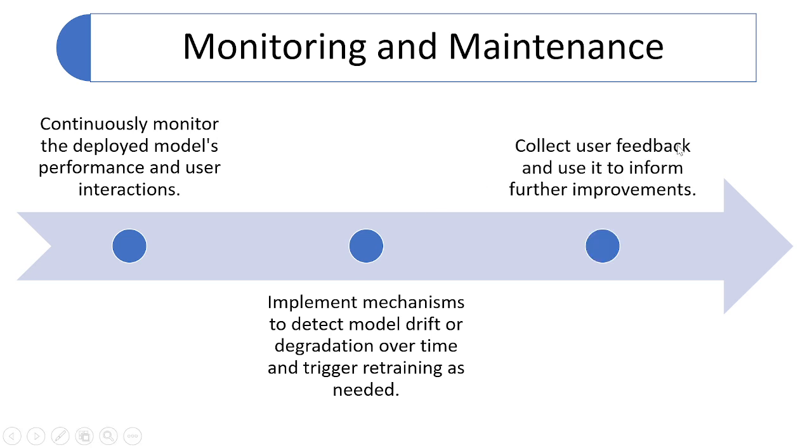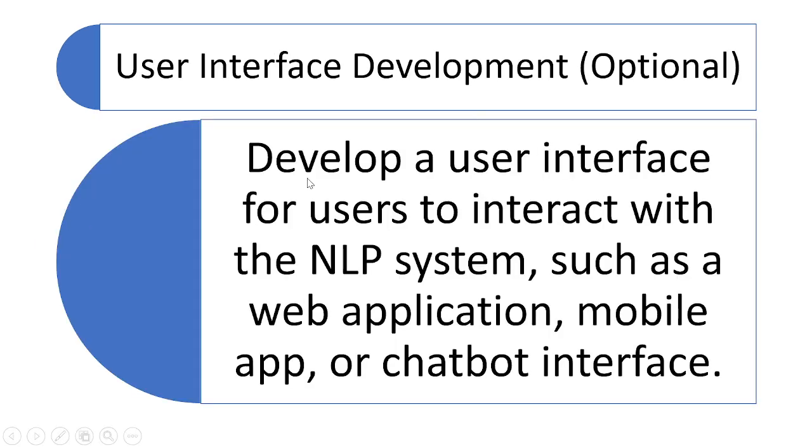Then we will collect user feedback and use it to inform further improvements. Once the model is deployed and the user is using it, you will take the user feedback, and based on that feedback, you retrain your model for further improvements. These are the optional things: if the user base is high, then you can create a web application, mobile app, or chatbot-type interfaces for your NLP use cases, whatever you are creating.